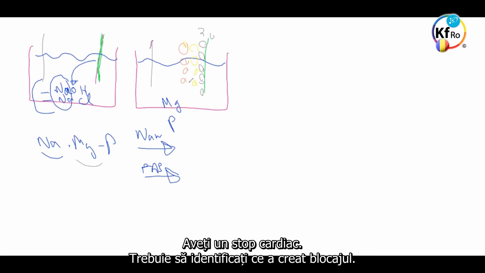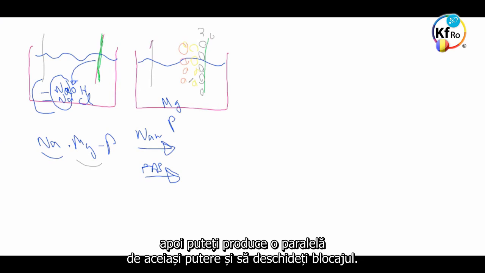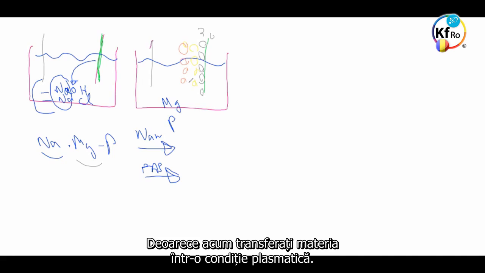You have a heart blockage. You can identify what has caused the blockage. Is it the emotional or is it the physical? What material? Then you can produce the parallel in the same strength and open the blockage without any brain hemorrhage where the particles can move, because now it's energy. Because now you transfer the matter into its plasmatic condition.